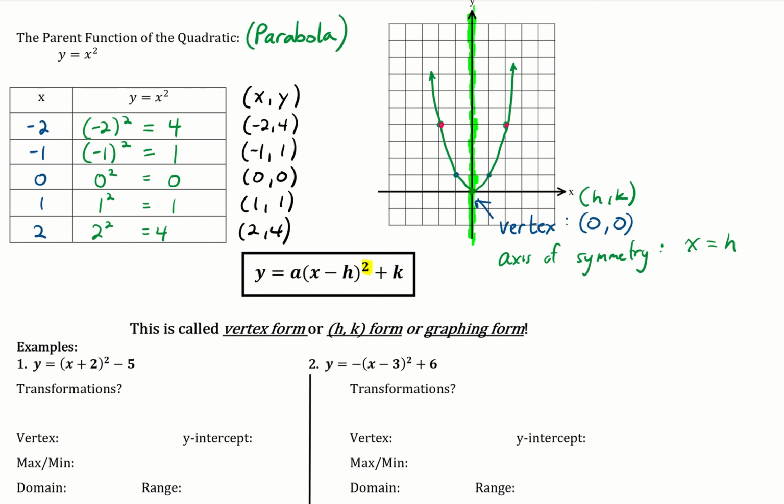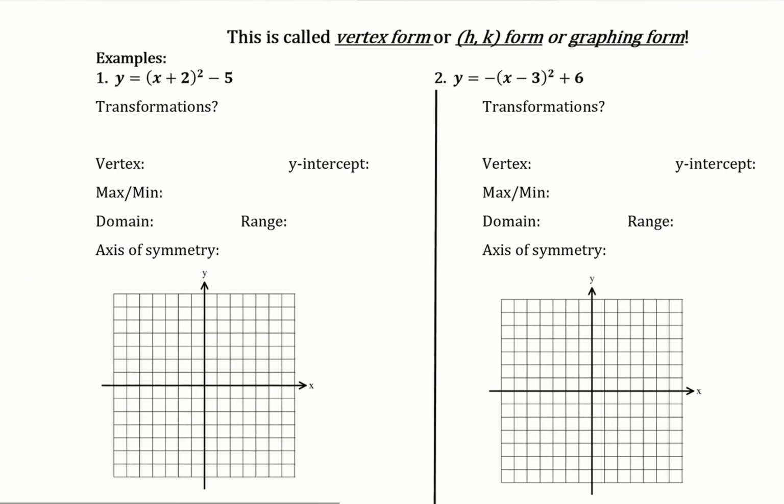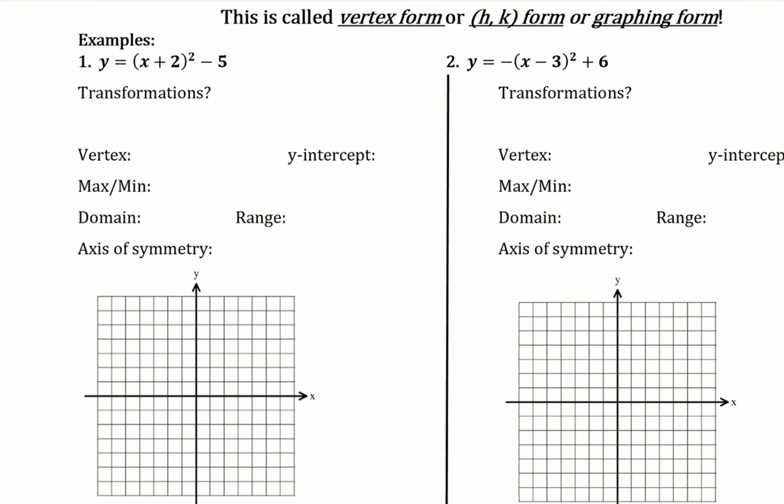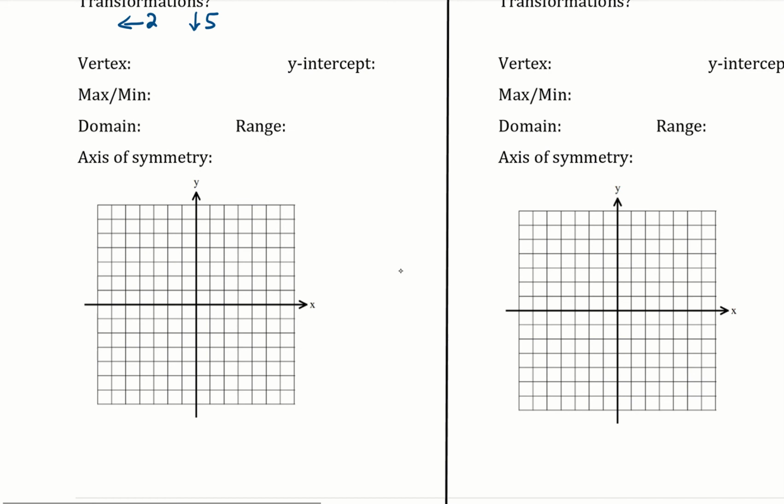If we take a look at example 1 here, the first thing we're going to do is identify the transformations. The plus 2 inside the parentheses is going to move the graph left 2. The minus 5 is going to move the graph down 5. Those are the only transformations that this graph is going to have. From there, because we know it's going to be a parabola, let's graph it. From 0, 0, we're going to go left 2, down 5.